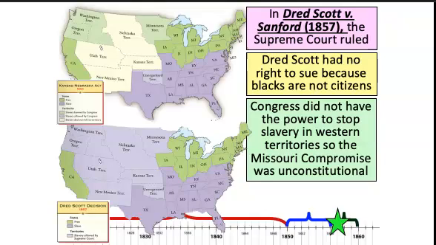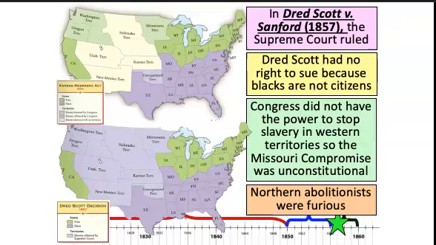Now, the reasoning was this: slaves were property, and according to the Constitution, according to the Fifth Amendment, the government could not take away someone's property. So therefore, since slaves were property, you could take them wherever you wanted because the government could not take them away. Northern abolitionists were furious because essentially what this ruling does is it expands slavery.